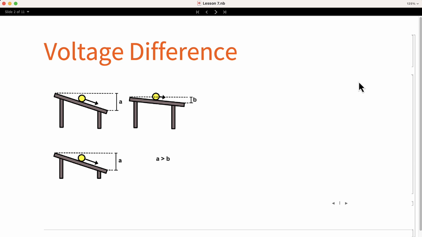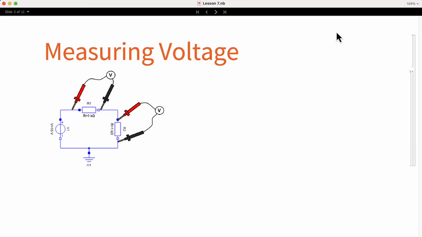The larger the difference in voltages, in this case, the heights, the more push there will be for the electrons to flow. As in the tables, what really matters is the difference in voltage. These two tables can have different heights of legs, but if the difference is the same, the push will be the same. For that reason, when measuring voltage, we use two probes of a multimeter and we connect them to 2 points of the circuit. That will give us the voltage difference between those 2 points.